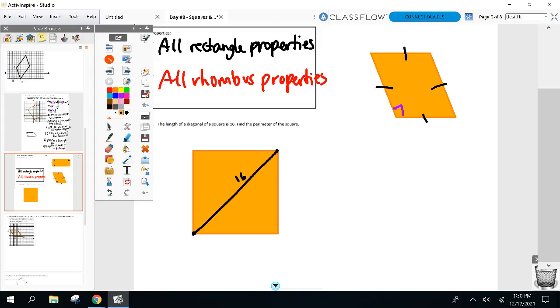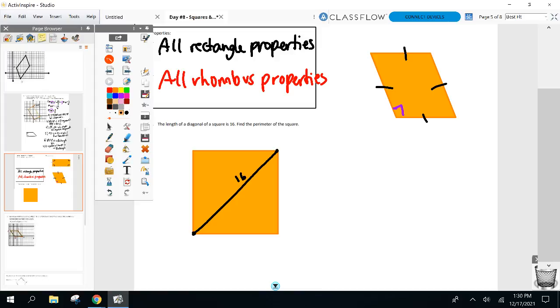How do I find perimeter? All sides added up. What's so special about the sides of a square? They're all the same. So you just have to find one, multiply by 4. Good. How am I going to find that one? All I know is a diagonal is 16. And you have every property imaginable available. How am I going to get to a side of a square just knowing one diagonal? Whoever wants to go, take the glory.